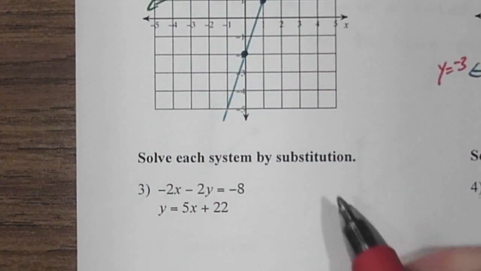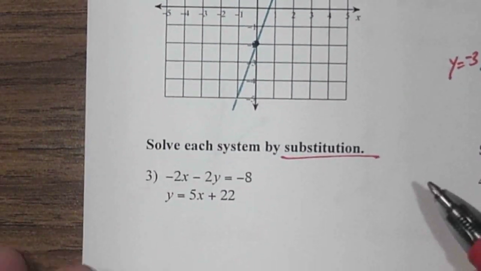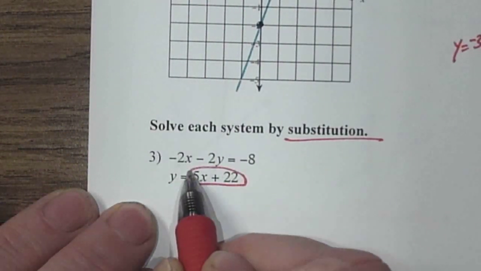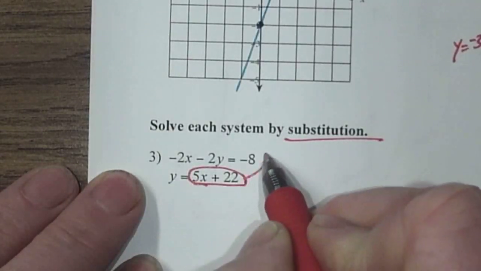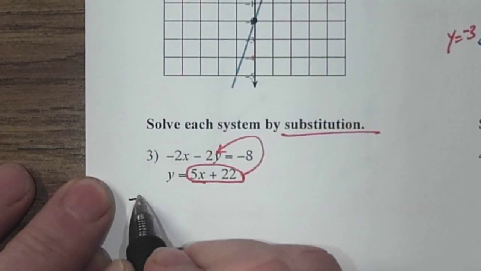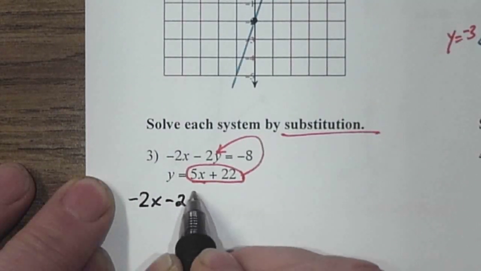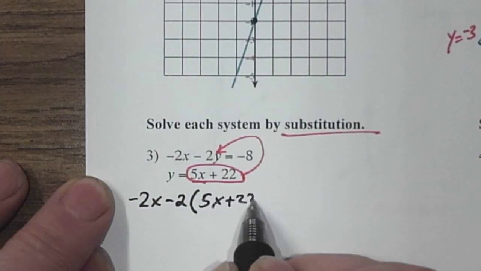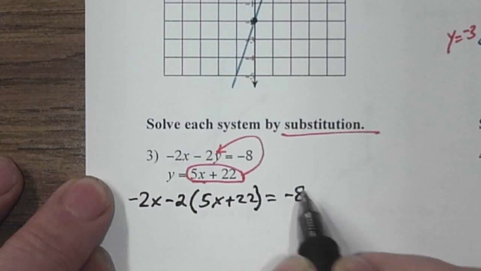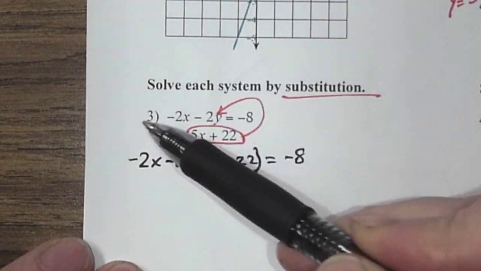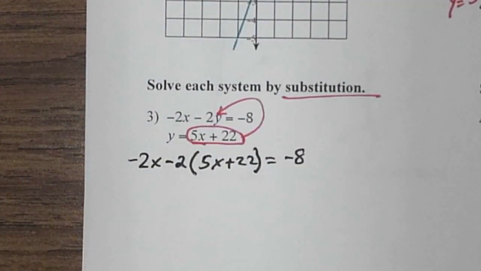All right, substitution method. Notice this one I like, substitution, good. Already solved, y equals this right here. So I'm going to take 5x plus 22, and I'm going to replace the y with 5x plus 22. -2x minus 2, parenthesis. Now let's replace the y. 5x plus 22, parenthesis, equals -8. See what I did? Took that, what y equals, and replaced it there. Now I have a new equation with only one variable.